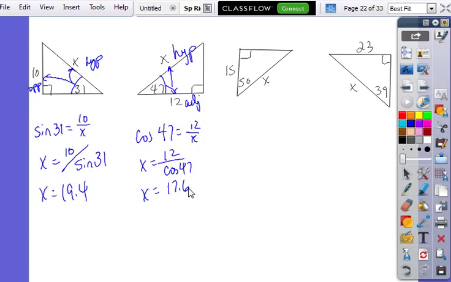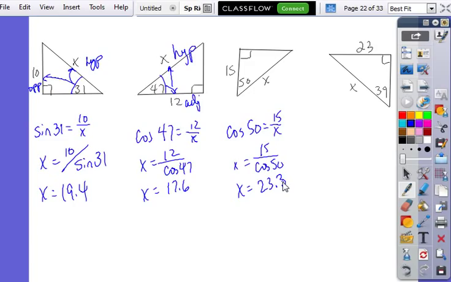How do I set up the third one right here? Cosine 50 equals 15 over x. Again, if the x is in the bottom, we divide. 15 divided by cosine 50, x equals 23.3. All right.